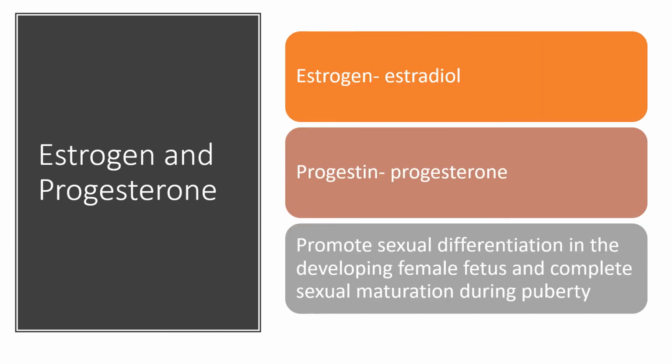We're going to jump into the females now. So in women, the ovaries produce two major categories of steroid hormones, the estrogens and the progestins. The primary estrogen produced in human females is estradiol, and the primary progestin is progesterone. So for simplicity's sake, for the remainder of the talk, I'm going to use the terms estrogen and progesterone. Both of these promote sexual differentiation in the developing female fetus and aid in completing sexual maturation during puberty.